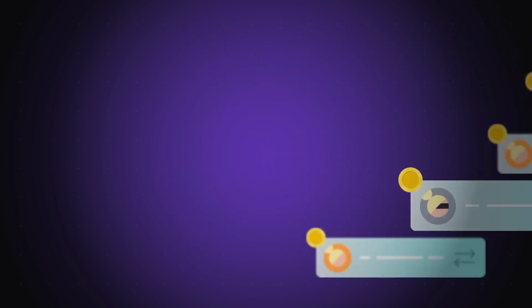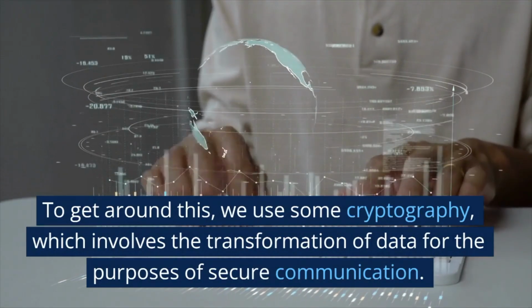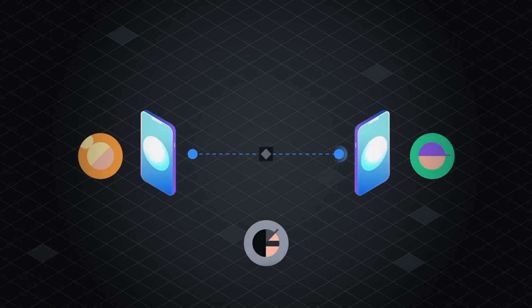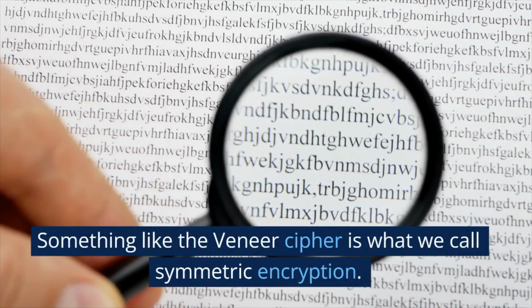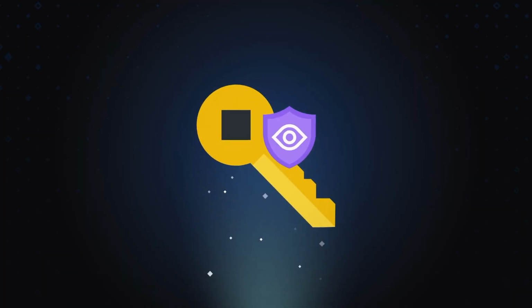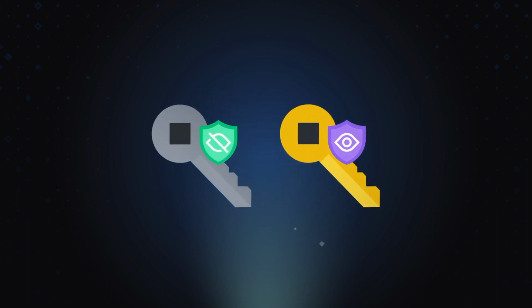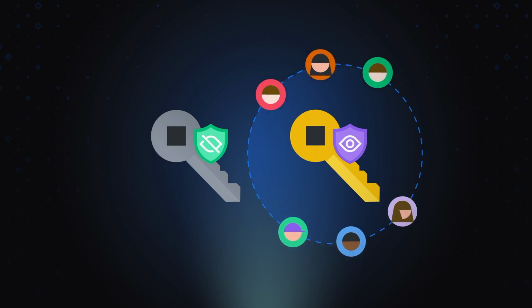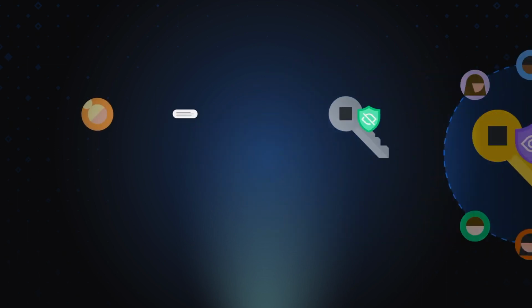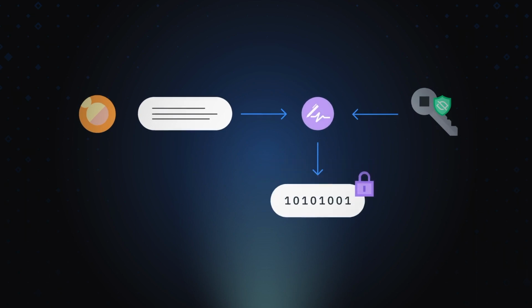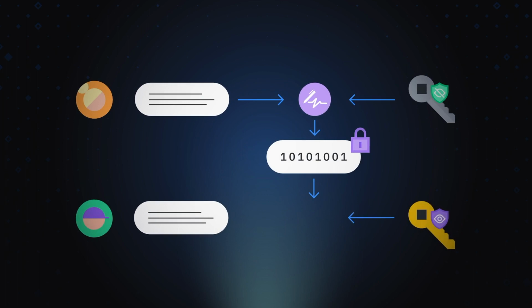To get around this, we use some cryptography, which involves the transformation of data for the purposes of secure communication. Even if an adversary intercepts a message from Alice to Bob, they won't be able to decipher it without a specific special key. Something like the Vigenère cipher is what we call symmetric encryption. For example, we can use the key HODL to transform our plain text into cipher text. It's not impossible, but it'll be time-consuming for an adversary to figure out what the plain text is without knowing the key. However, if we give someone the key we used to encrypt the message, they can use it to decrypt it. That's why it's symmetric. The same key is used to encrypt and decrypt.